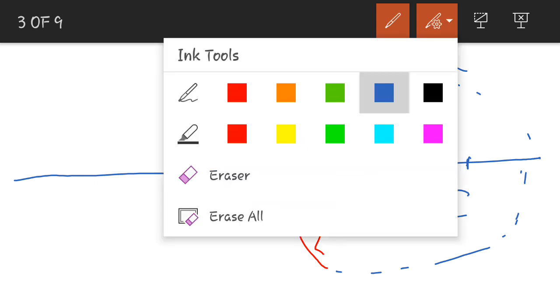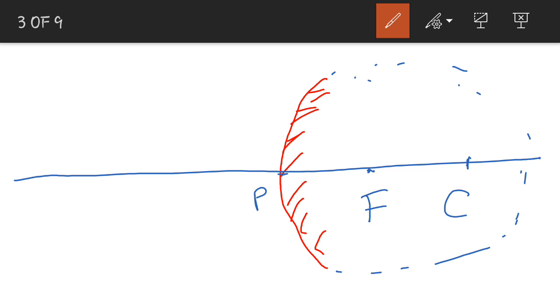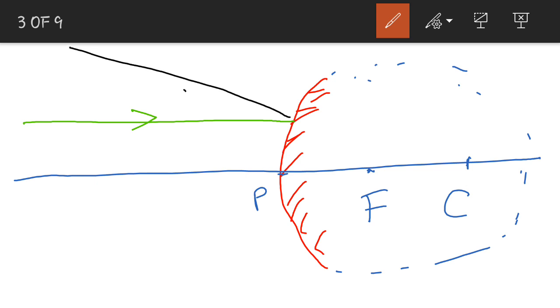Now we are told to draw a line parallel to the principal axis. So this is a line parallel to the principal axis. Now we have to show the reflected ray. So the reflected ray will be going in this manner. This will be our reflected ray.